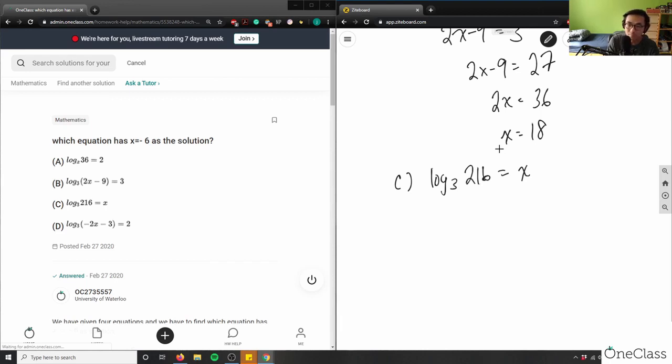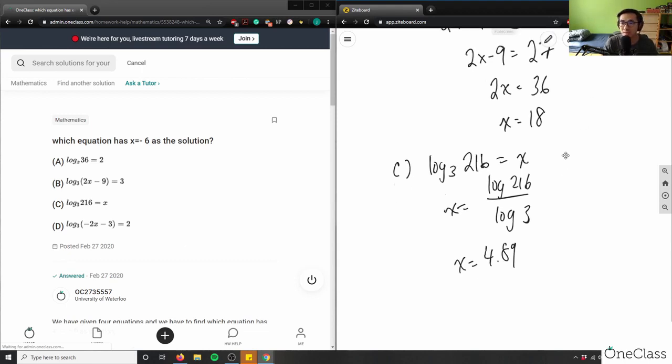Yeah. So I can do a change of base. X equals log of 216, so instead of base 3, I'm changing it to base 10. Log of 3. And then you can plug this in your calculator, and you get log base 3 of 216. You get 4.89, which again is not my answer here.